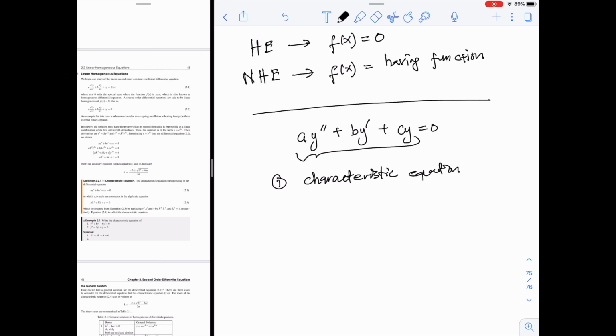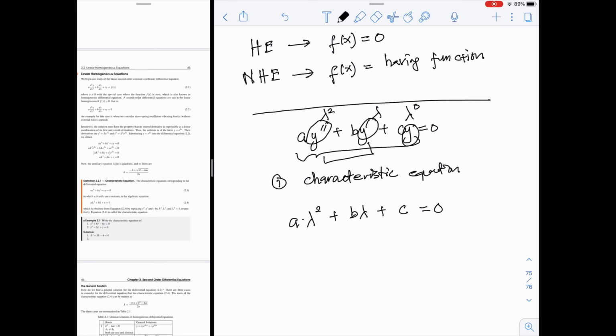The characteristic equation can be denoted in terms of lambda. So you replace y double prime with lambda squared, and y prime with lambda. You need to remember that lambda only involves the derivative terms. So you will have a lambda squared plus b lambda plus c equal to 0. This one has a 1 only, which is lambda to the power of 0.